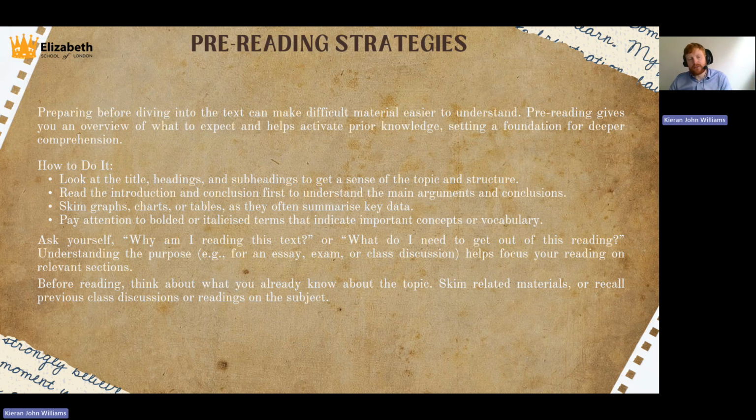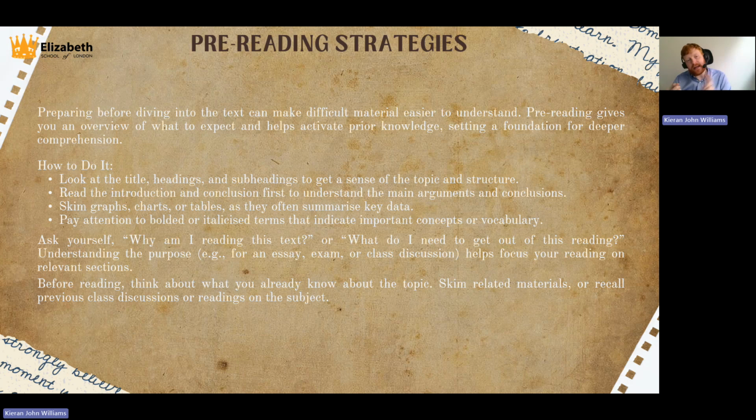But before you even start reading, consider some pre-reading strategies. Before you actually jump into it, think about what you could do to make the whole process easier. So, like we've mentioned dozens of times today, look at the titles, look at the headings, look at the subheadings to get a general sense, a general idea of what the text is about. Okay, let's be more efficient. Read the introduction, read the conclusion, get a general idea of what the arguments are in the text.